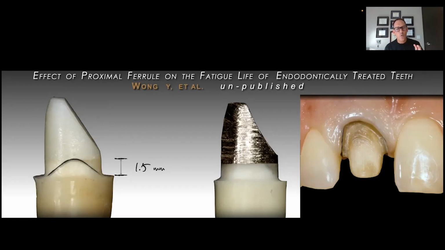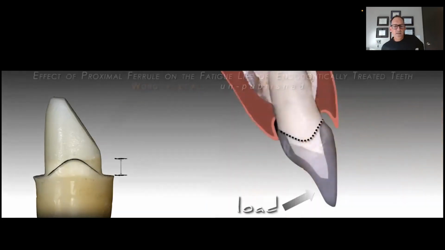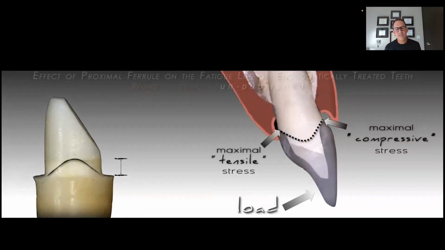So now you're going to see, well, where do we need the ferrule? Do we need it everywhere, or do we just need it on the palatal or facial? And what they found was that you actually need ferrule on the part of the tooth that is resisting tensile load, right? So you need 1.5 millimeters of ferrule on the palatal of an upper anterior, and on the facial of a lower anterior.